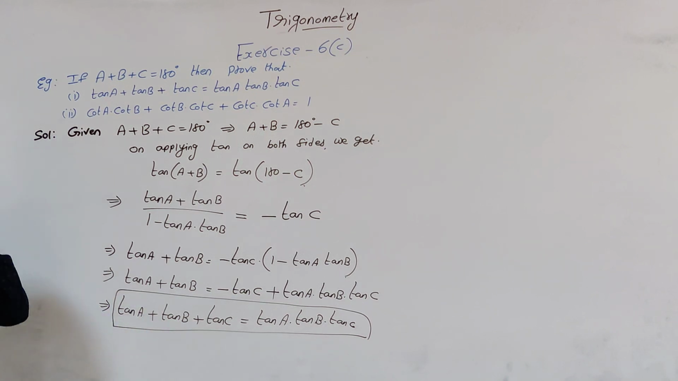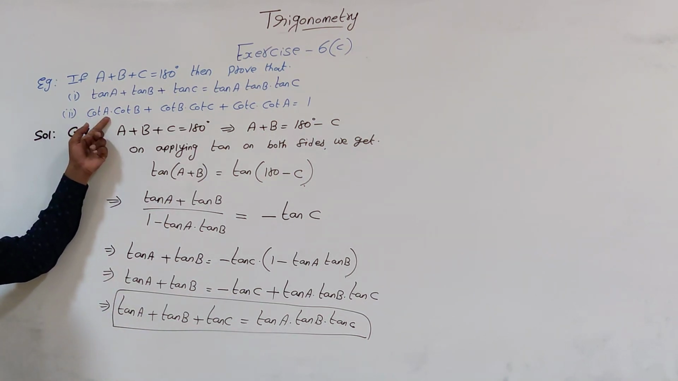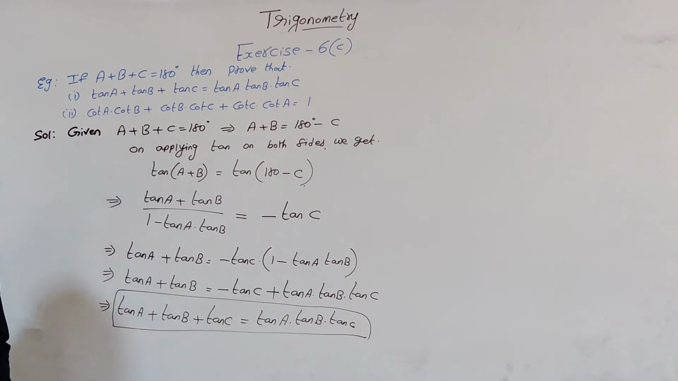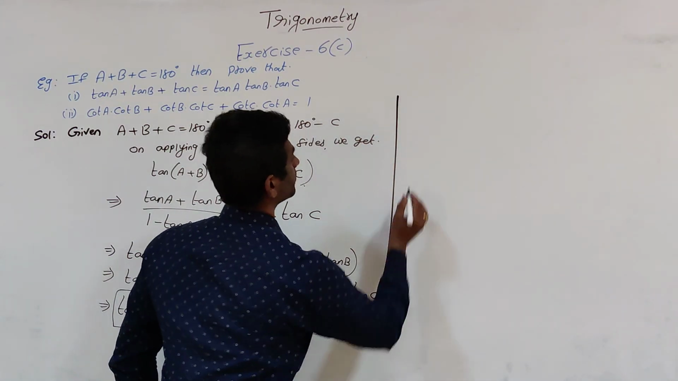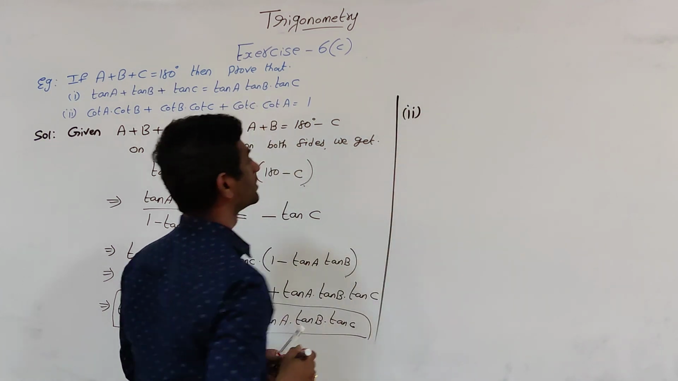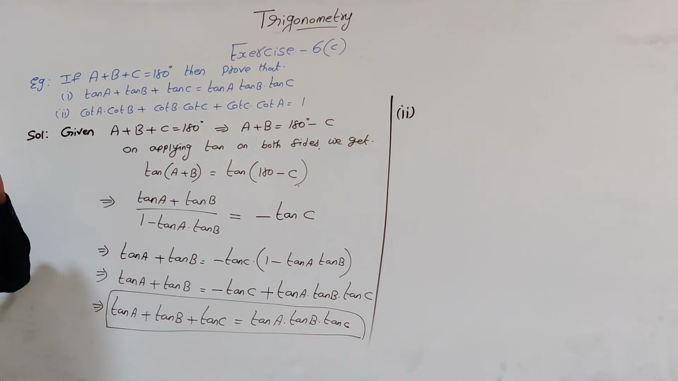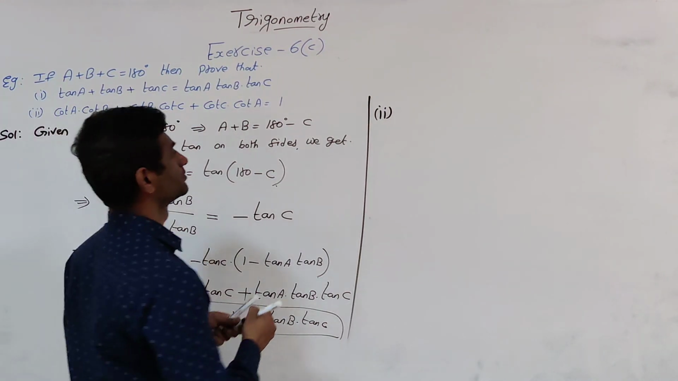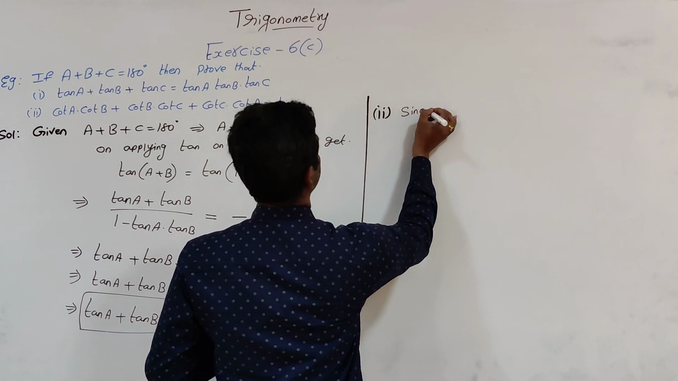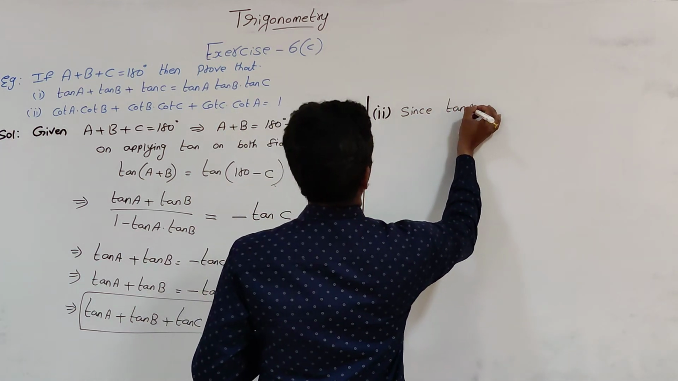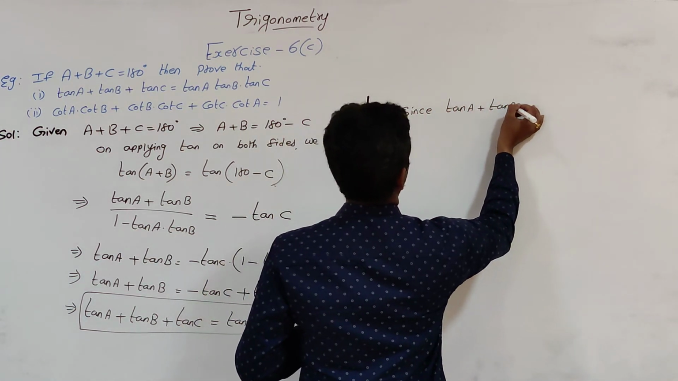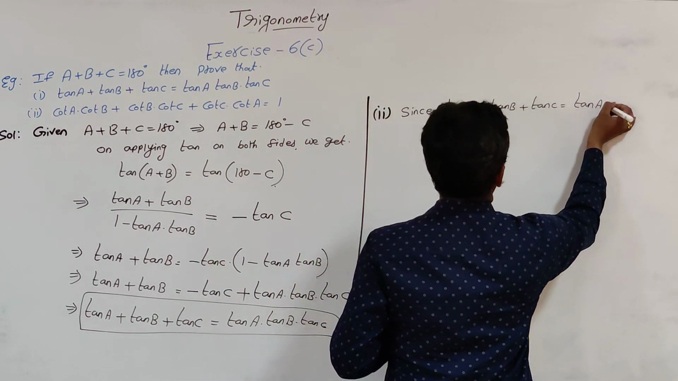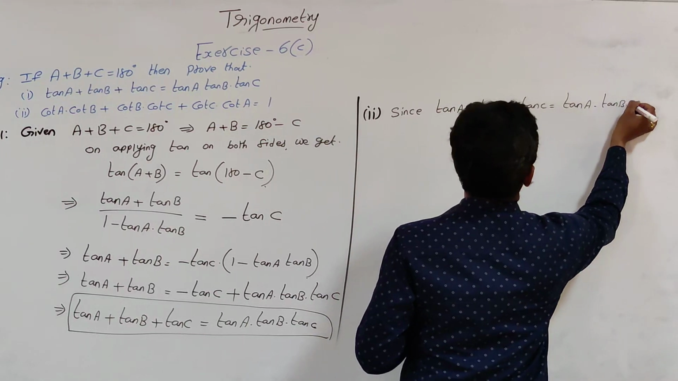Second, in order to prove the second one, we will use the result of tan A plus tan B plus tan C is equal to tan A tan B tan C. Second one. Let us take the condition. Since tan A plus tan B plus tan C is equal to tan A into tan B into tan C.